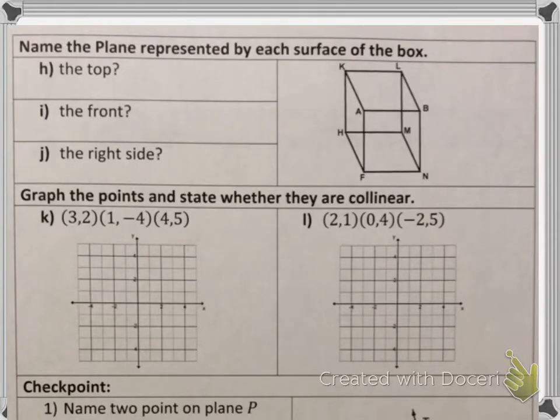All right, this next section says name the plane represented by each surface of the box. It says the top of the box. So this would be the plane right here. You name a plane usually by putting that plane symbol, then you can name it by all 4 letters. K-A-B-L will work for naming that plane.